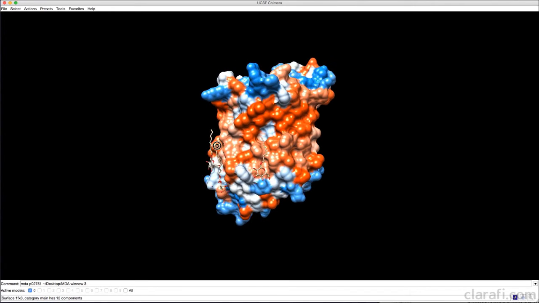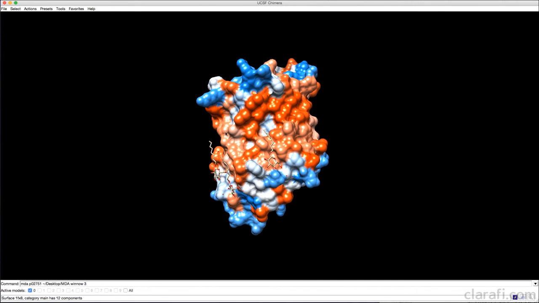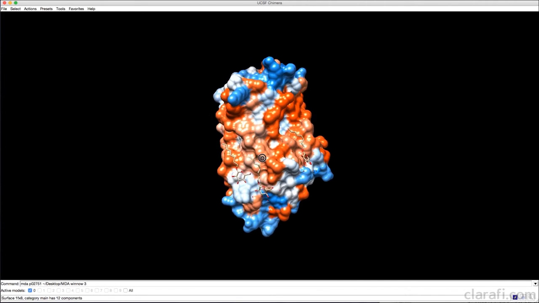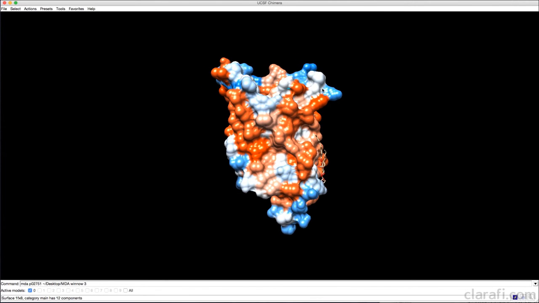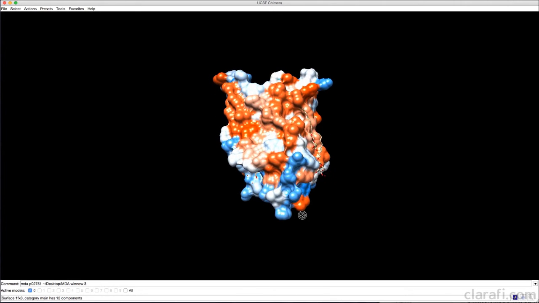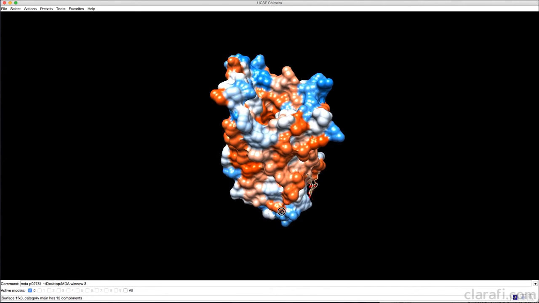As you can see, the central region of the aquaporin is mostly red or hydrophobic. This is the region that would sit inside the hydrophobic membrane. The top and bottom of the surface have more blue or hydrophilic regions. These are the regions that would sit outside the membrane where water is.